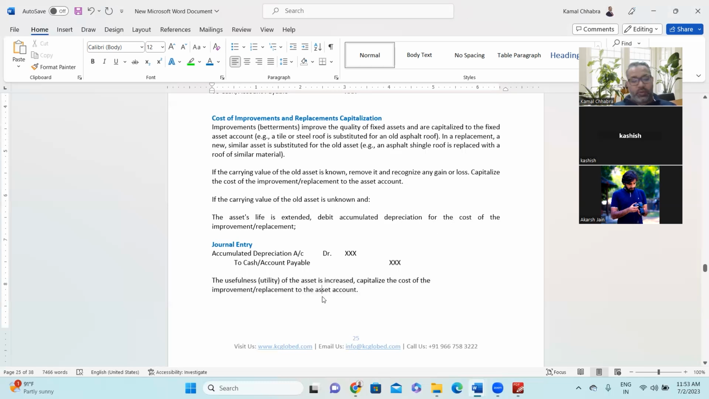Right, so far so good. Any doubt about what the cost of improvement is and how to use it for capitalization purposes? Are you guys with me?